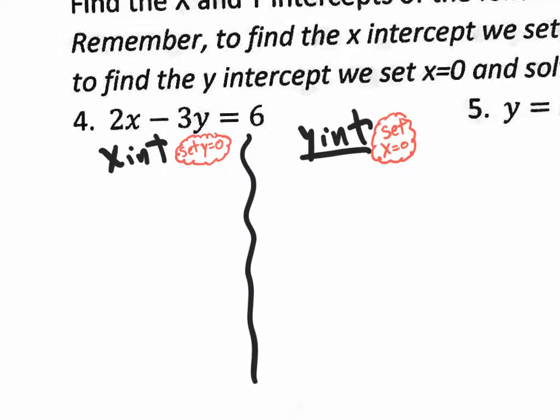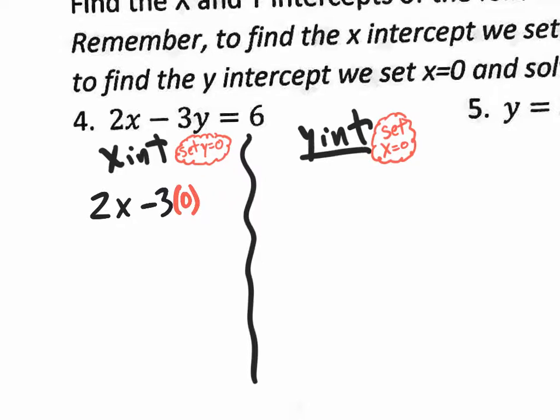X-intercept and y-intercept. On this side, set y equal to 0. Y-intercept, set x equal to 0. That's what you need to do. So you just simply rewrite the equation. It's going to be 2x minus 3y, but instead of y, I want to put a times 0 right there, equals 6. So you have the equation 2x equals 6.